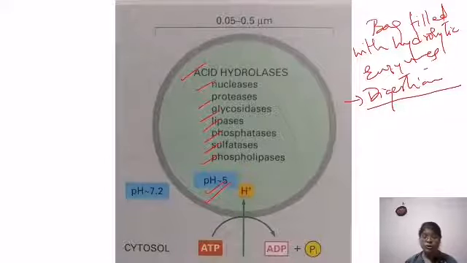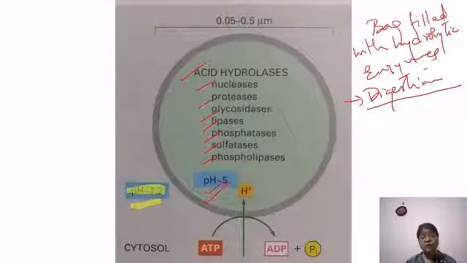That pH is maintained, you have read this earlier. Now you can see here there is a pump by which hydrogen ions are being pumped into this vesicle. Via this hydrogen pump, ions are constantly pumped into the vesicle so that the pH is maintained and these enzymes can act. If you look at the cytosolic pH, it is 7.2, which is basic, and this is highly acidic.